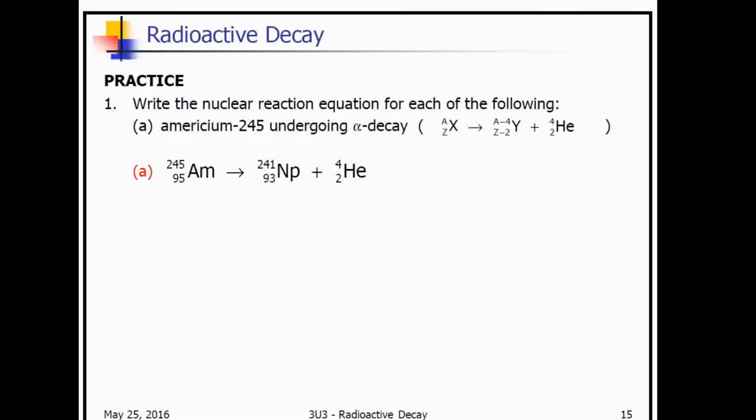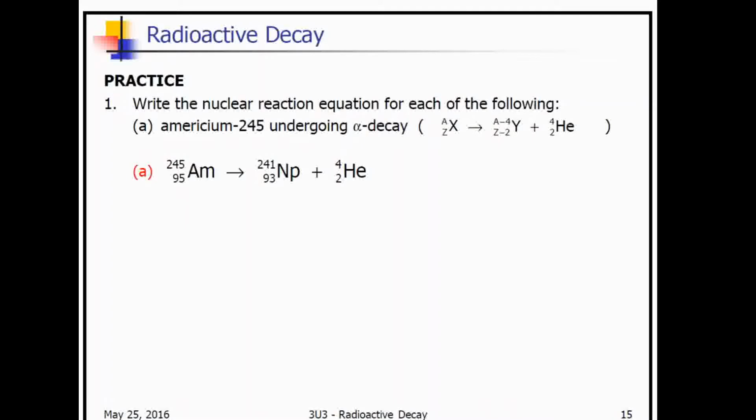So if you remember alpha decay, we have to decrement the atomic mass by 4 and the atomic number by 2. So how you would do this question is you'd start by writing down your 245 Am 95 as you see on the left. You'd put your arrow, and then you can write your 241 and your 93.